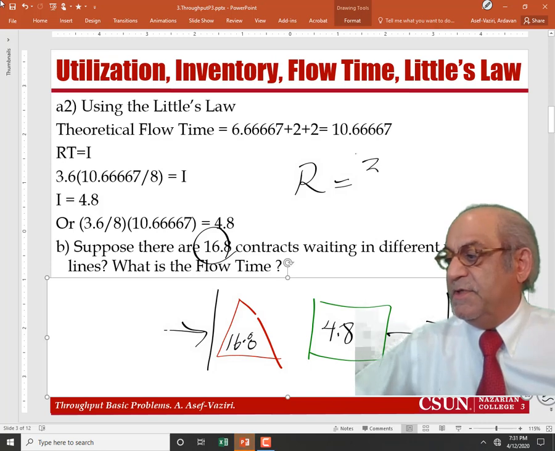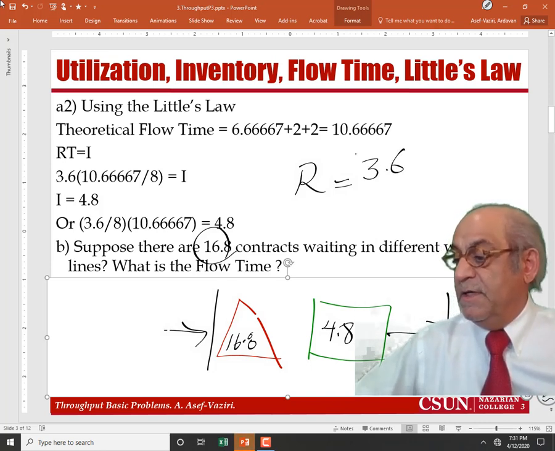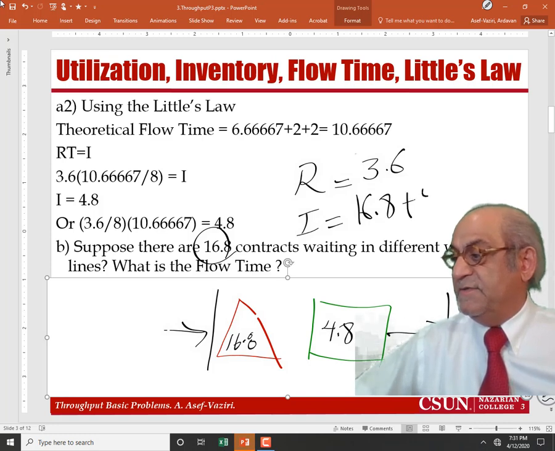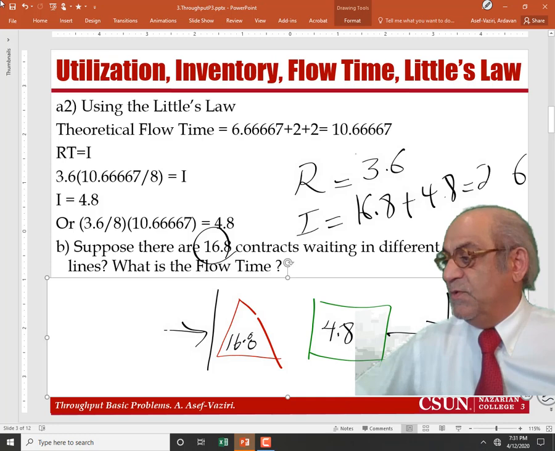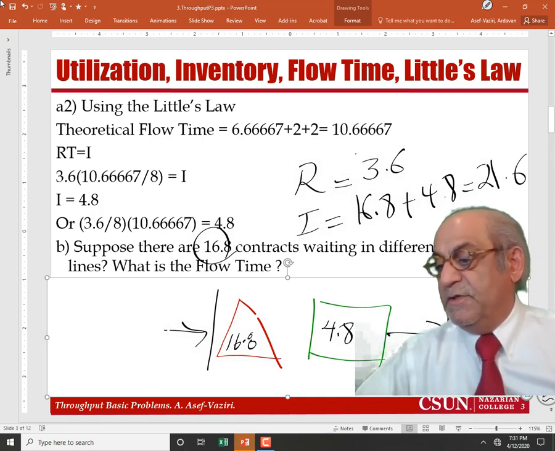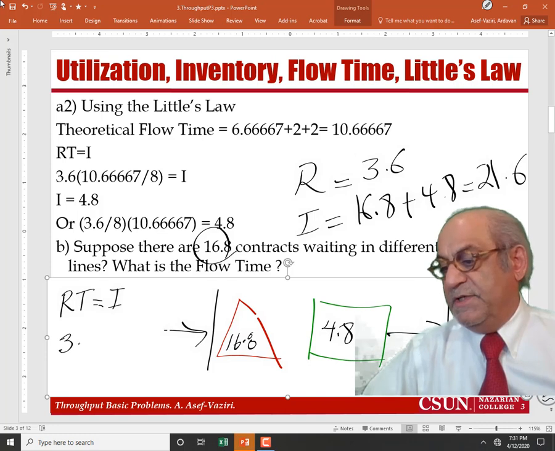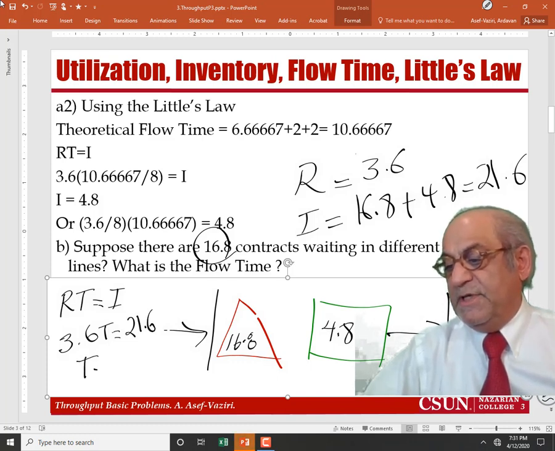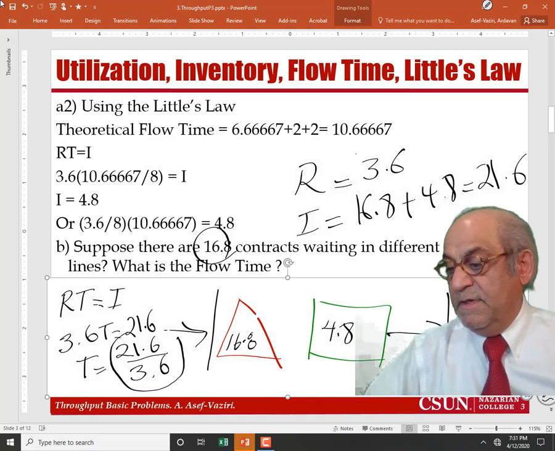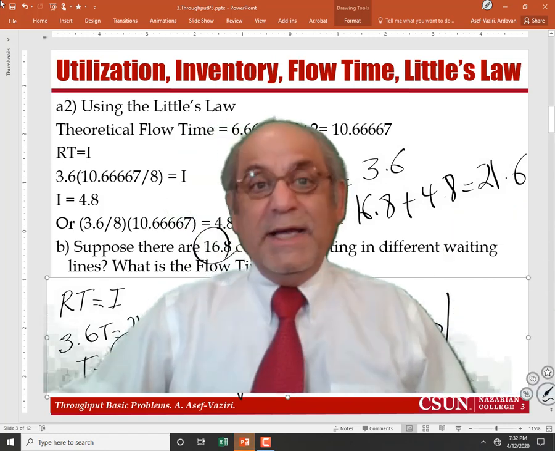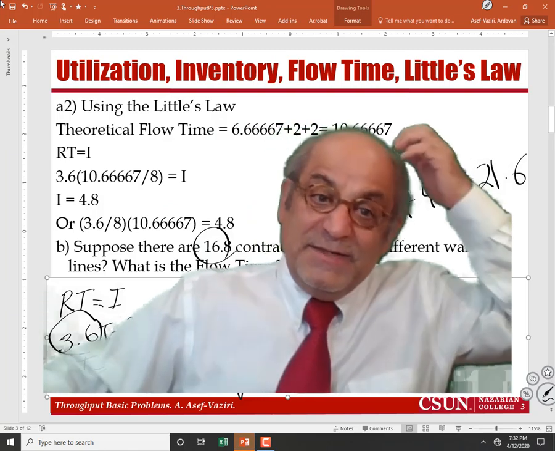Throughput is equal to 3.6 per day. I is equal to 16.8 plus 4.8, which is equal to 21.6, and therefore throughput times flow time is equal to inventory. 3.6 times flow time is equal to 21.6, and flow time is 21.6 divided by 3.6, which is 6. But 6 what? 6 days. Why days? Because throughput was in terms of days.